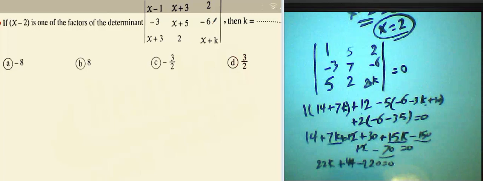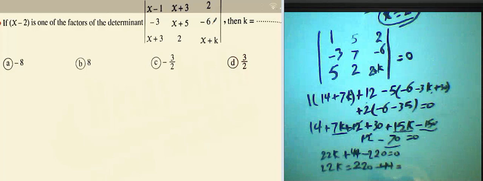Then we can complete 22k equals, it will be positive 220 subtract 44, and then subtract between them, it will be 10 minus 4 equals 6, and 11 minus 4 equals 7, and write 1, and then we can divide it by 22, the result will be equal 8. Okay, choose letter B.